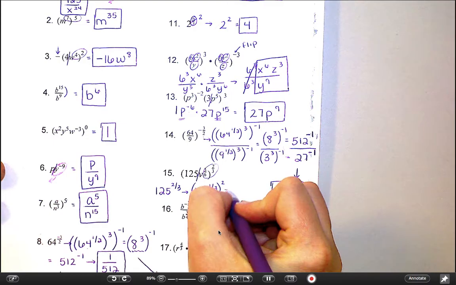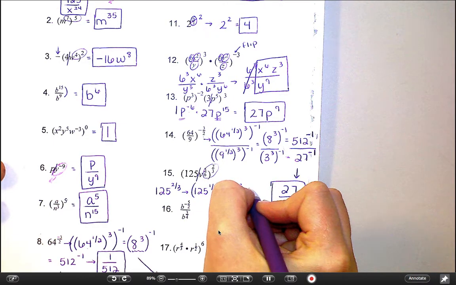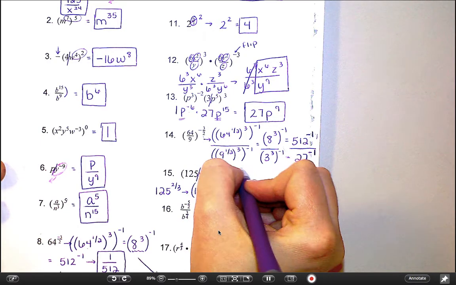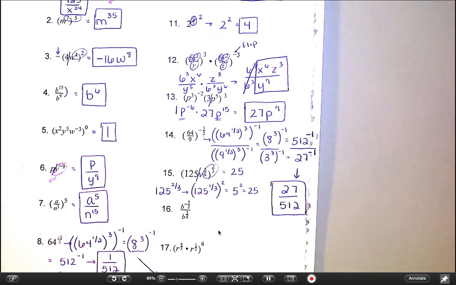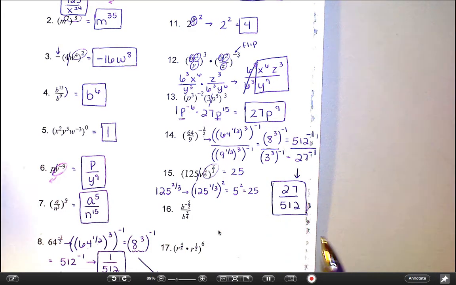125 to the 1/3 is 5. 5 squared is 25. Okay, so I know I'm going to have a 25 in my final answer. Here, 3 over 6 and 2 over 3, I'm going to multiply those things, okay? And I guess I'm squeezing this over here in the exponent.